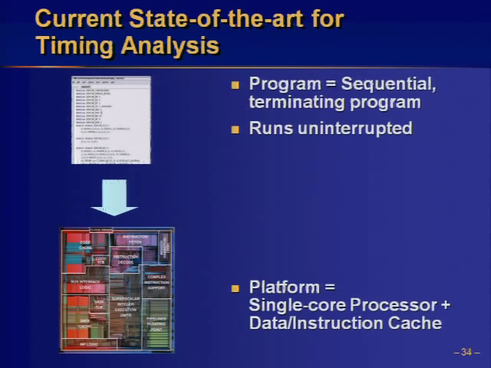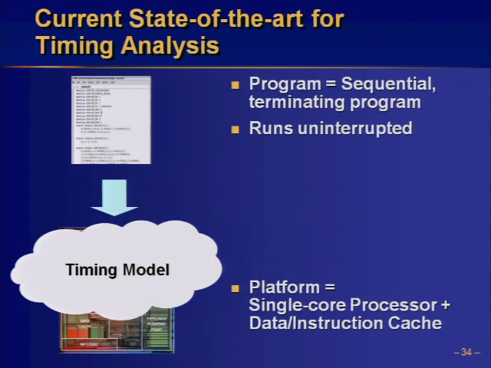And so the current state of the art for timing analysis makes a lot of simplifying assumptions. Typically, you assume that your program is not only terminating, but sequential. There are no interrupts, no threads. The platform is also assumed to be fairly simple, typically a single core processor with a data and instruction cache. And the way these techniques operate is that they construct a timing model, typically manually constructed.